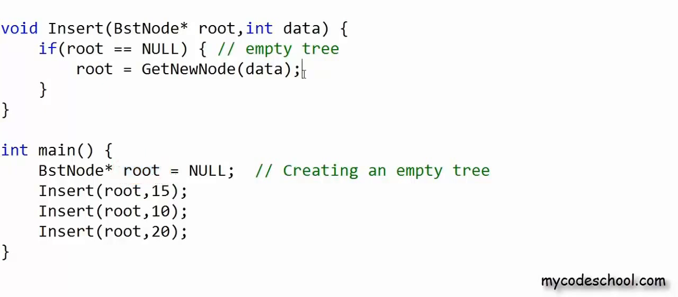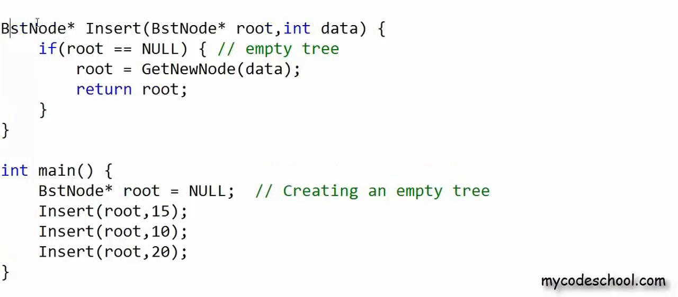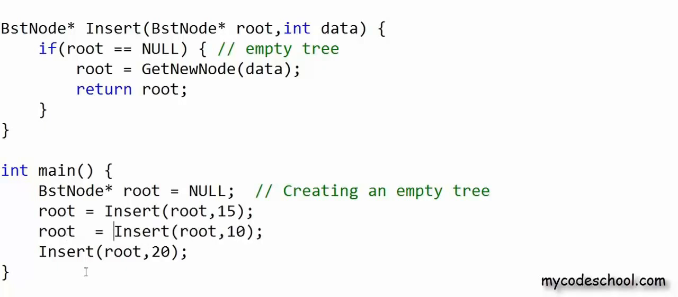We can either return the address of the new root. So the return type of the insert function will be pointer to BST node and not void. And here in the main function we will have to write a statement like root equal insert and the arguments. So we will have to collect the return and update our root in the main function.